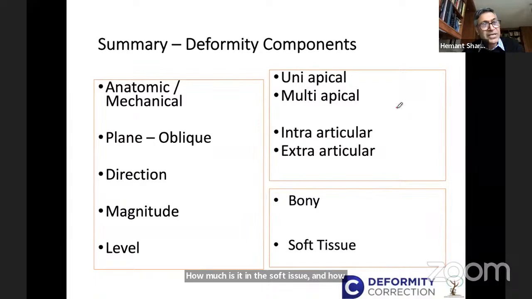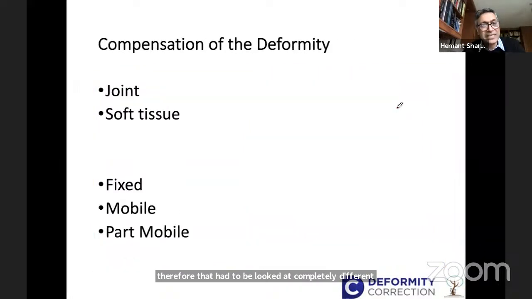And that again depends on the etiology, whether this soft tissue problem is from a neurological condition or a syndromic patient. Therefore, that has to be looked at in completely different ways, because bony deformities you can correct, but soft tissue has to be looked at on an individual basis.